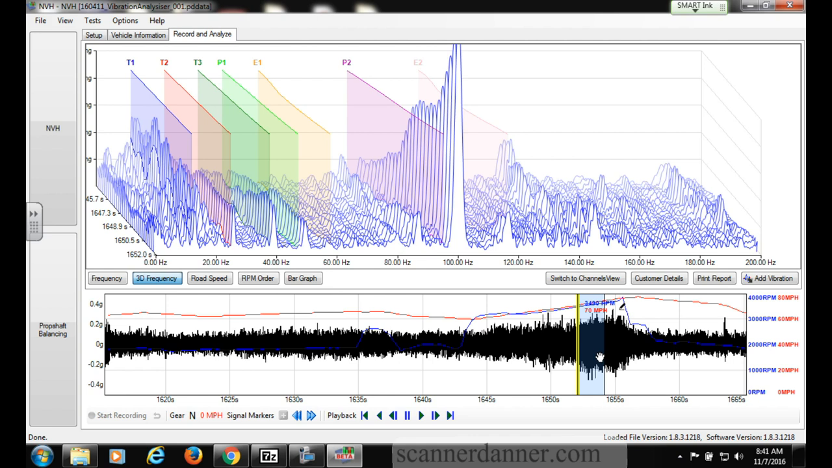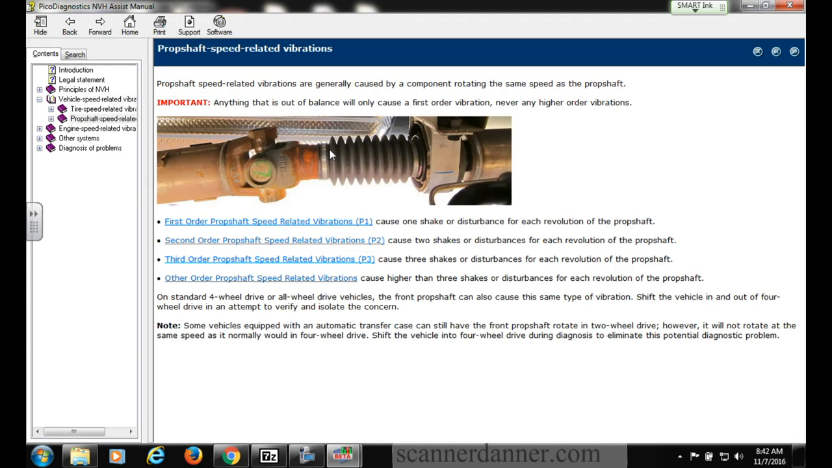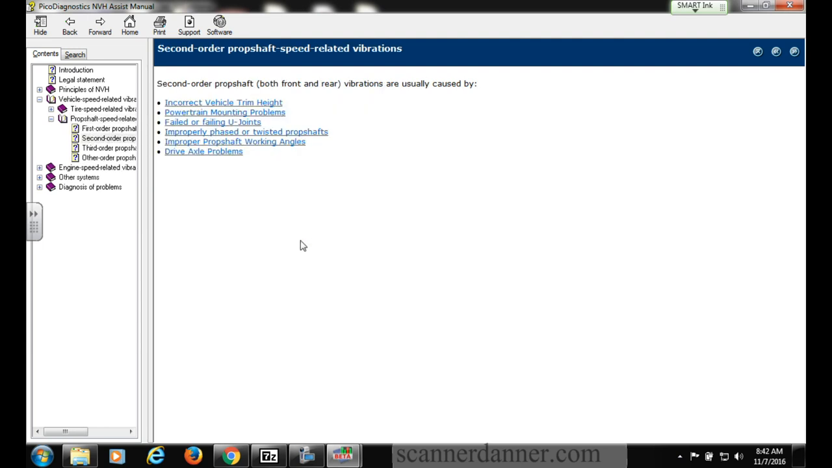And I'd like to show you where we got that info from. This one. This is where we got the info from. So this is within the software, within the program itself. So we had a P2, right? Second order prop shaft speed related vibrations, P2. Says cause two shakes or disturbances for each revolution of the prop shaft. That was us. So then I clicked on that. We read a little bit about it.